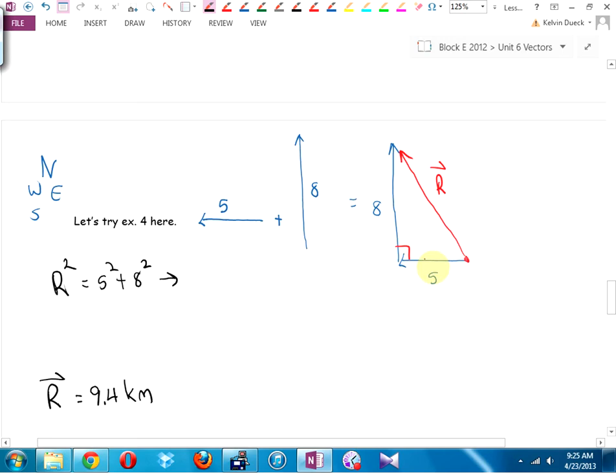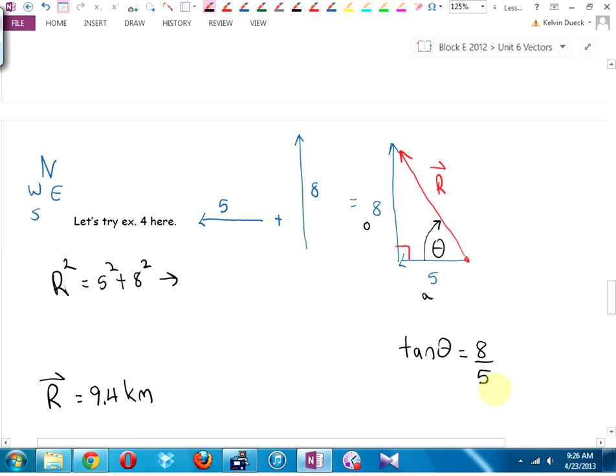Starting with my first vector, I draw a little curvy arrow. That's my angle right there. That's going to be angle theta. How can I find that angle? Well, that 8, opposite, adjacent, or hypotenuse? That 5, adjacent or hypotenuse? Which trig function, oh, pray tell? Tan theta equals opposite over adjacent.